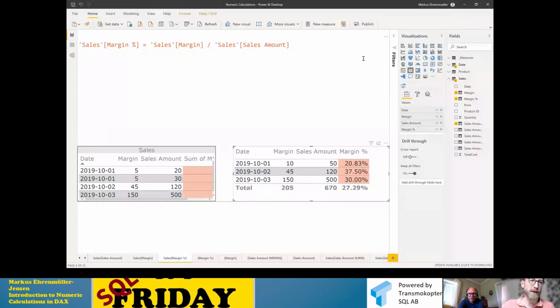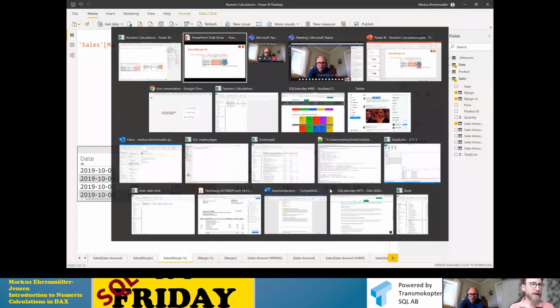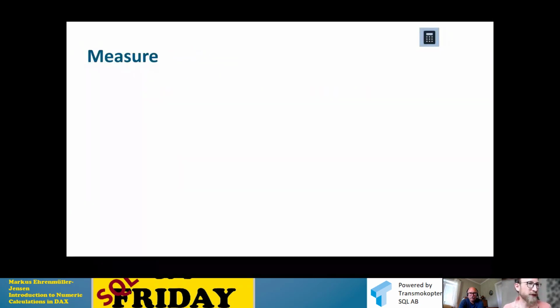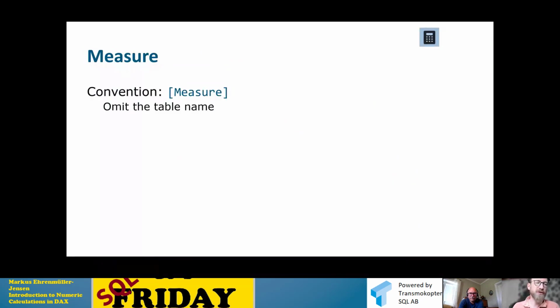But we cannot do this by an aggregation. What we need is that exactly the 205 is divided by 670. And this is not possible in the calculated column. So this leads me to why it's important to think about measures. So this is not the right thing. Measures. Now we're going to measures.